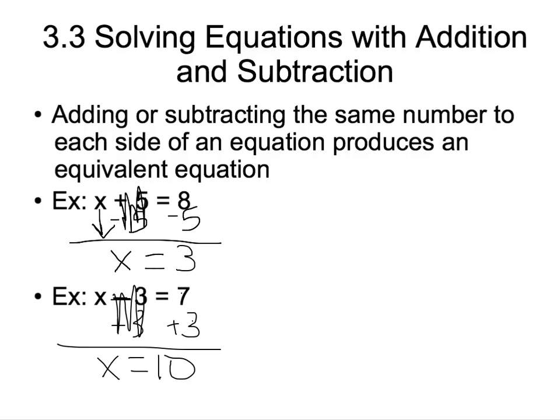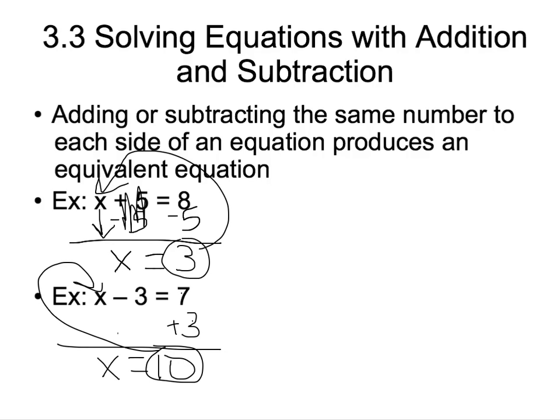The nice thing about solving equations, you can always see if you are right. A great habit to get into, take this number, plug it back in, and see if it makes any sense. 10 minus 3 is going to get me 7. 3 plus 5 gets me the 8, so these are both correct.